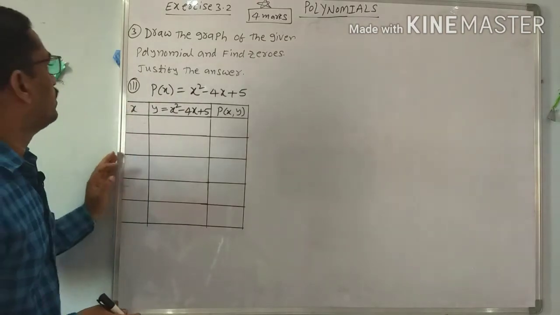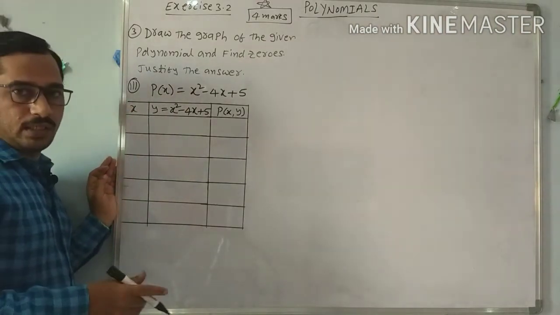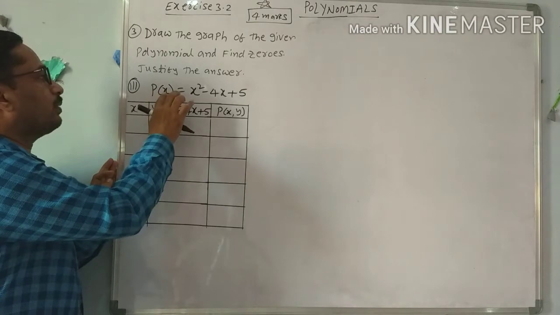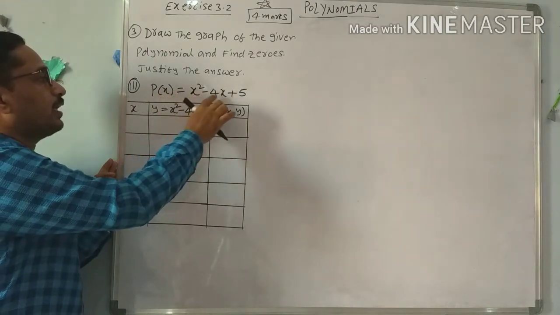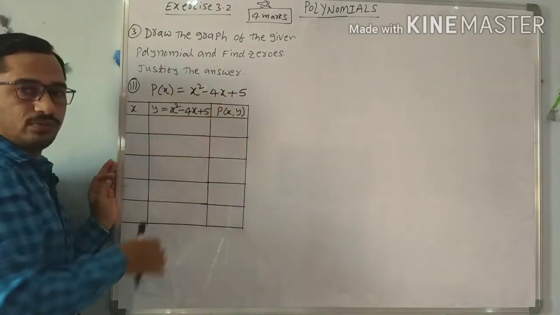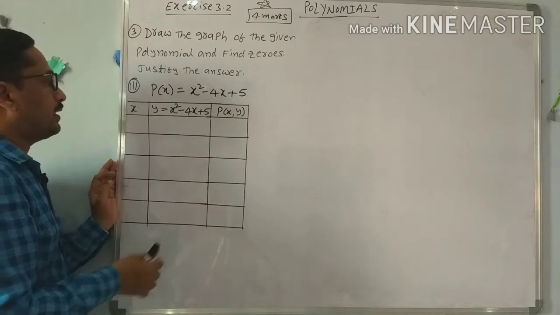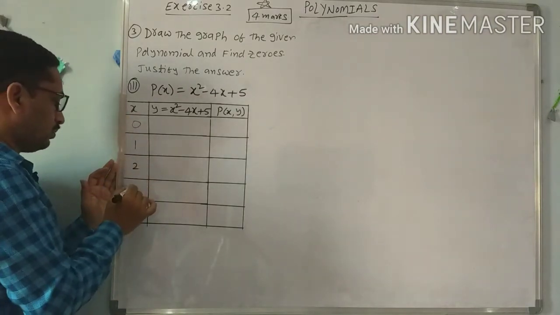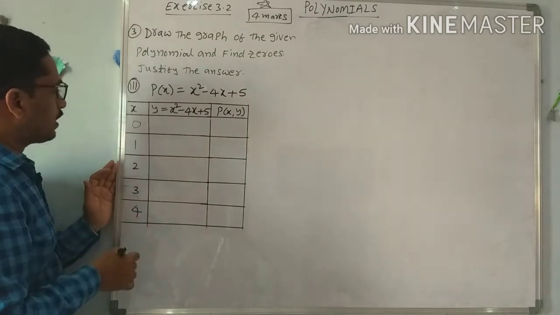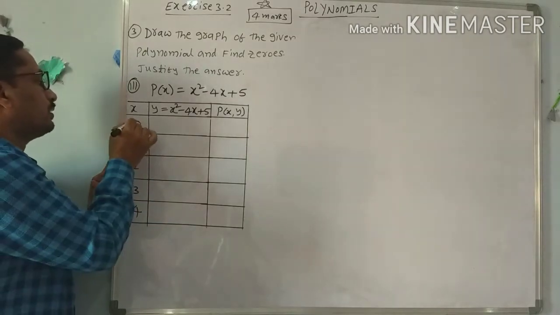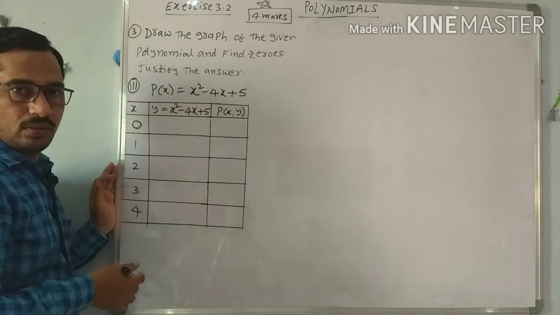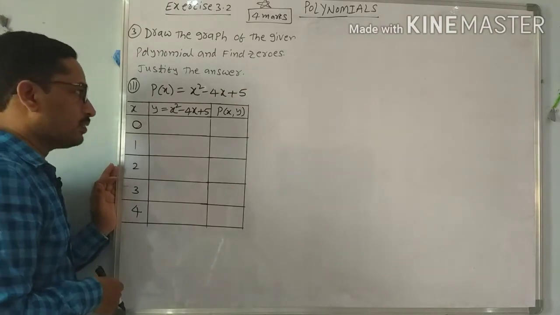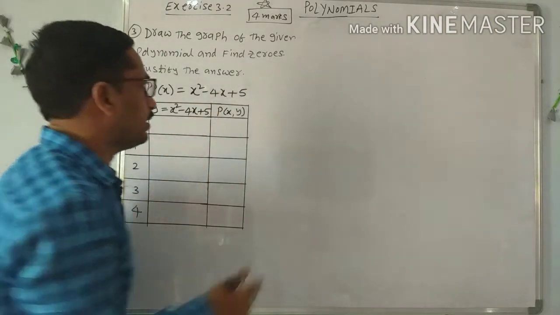Now in this, see the third problem, we completed already first and second. Now third problem, p of x equal to x square minus 4x plus 5. So I assign some x values here: 0, 1, 2, 3, 4. So these are the x values. Next, find out the corresponding y values, then the coordinates (x, y).